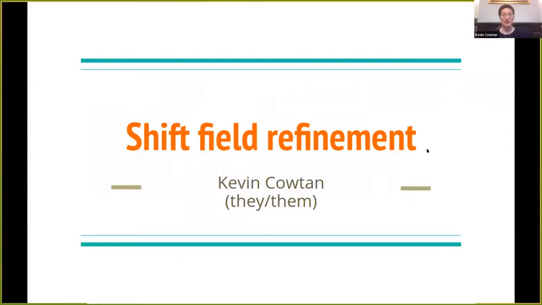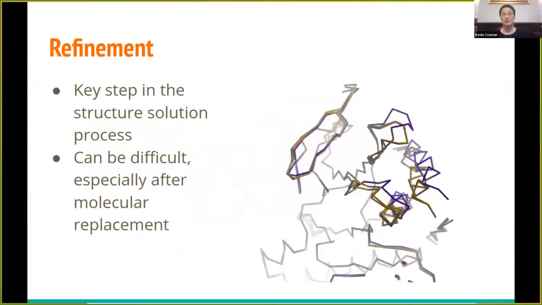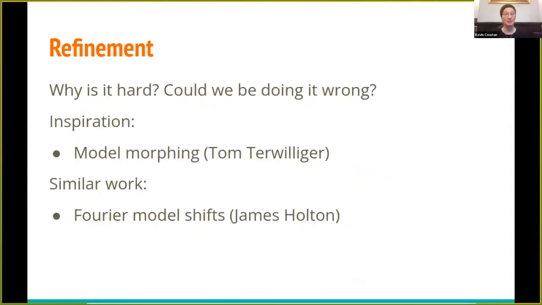Okay, so I'll talk a little bit about shift field refinement, including a little bit about whether you should be interested in this or not. We'll come to that later, I guess. Refinement is a key step in the structure solution process, and obviously it can be difficult, especially after molecular replacement. But if it works, then molecular replacement is an incredibly easy approach to solving the phase problem. So if we can improve the refinement, we can make everyone's lives easier.